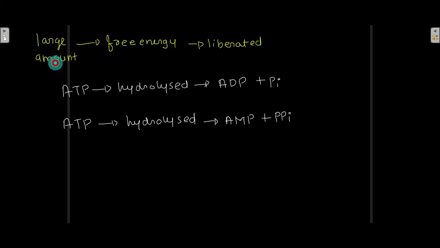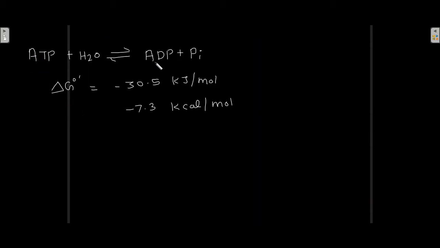Now a large amount of free energy is liberated when ATP is hydrolyzed to ADP and Pi, or ATP is hydrolyzed to AMP and PPi. Okay, in both cases a large amount of free energy is liberated. So when ATP is hydrolyzed into ADP, the amount of standard free energy generated is minus 30.5 kilojoule per mole, or minus 7.3 kilocalorie per mole. Okay, this much standard free energy is generated when ATP is hydrolyzed into ADP.